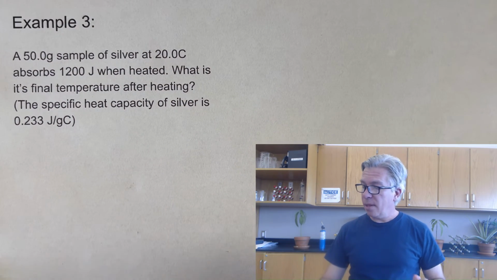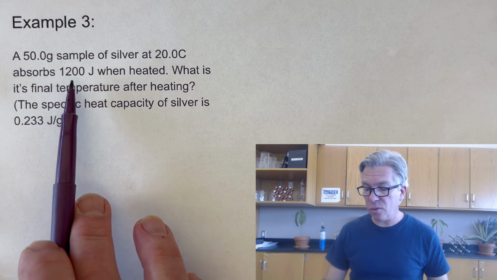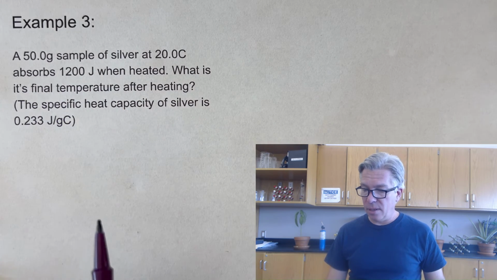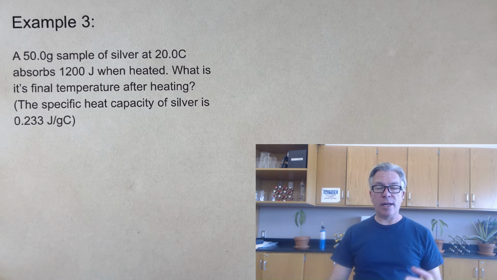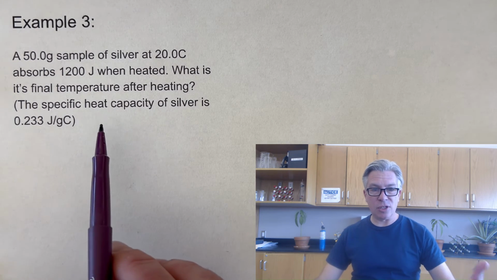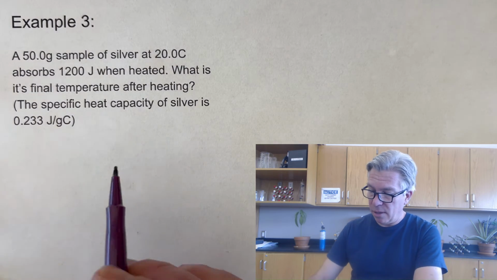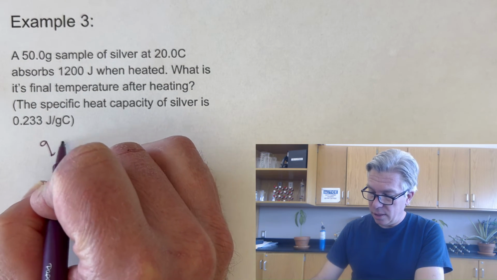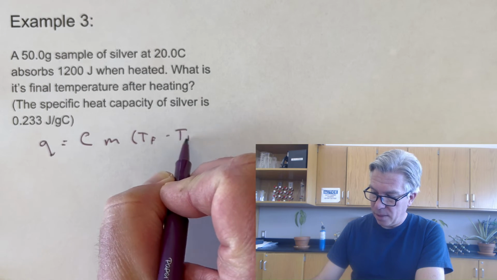Example 3. A 50-gram sample of silver at 20 absorbs 1,200 joules when heated. What's its final temperature? And the specific heat capacity is given. So I'd ask myself, is there a temperature change? Well, yes. I don't know the final temperature, but I know it's changing. And there is only one substance. So I'm again using the same formula, Q equals CM, and I'll do T final minus T initial.